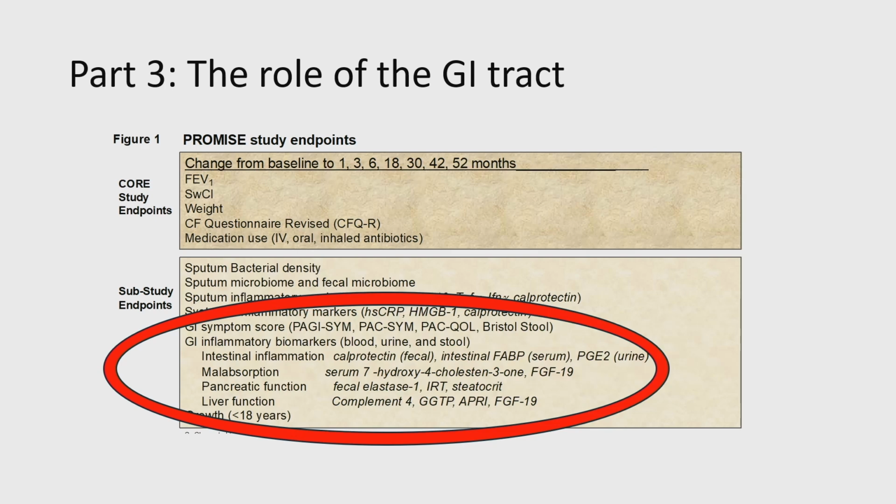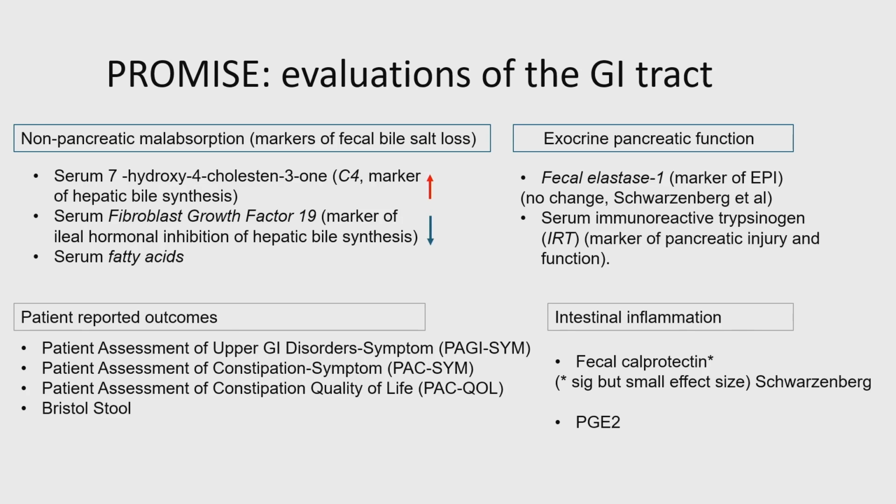Now I'm going to go back to the role of the GI tract, because we can do that using the PROMISE data set. And so when we break down those endpoints and we go into the 4 individual evaluations, and some of this has been mentioned here already, I am going to go over some of the data from Dr. Schwarzenberg's papers. I'm very honored that she's here.